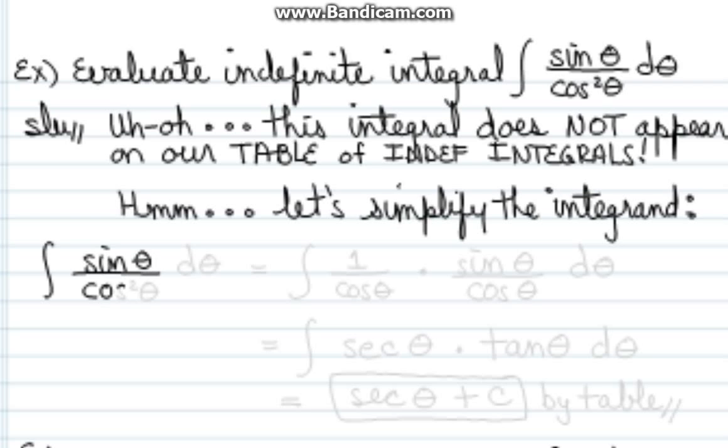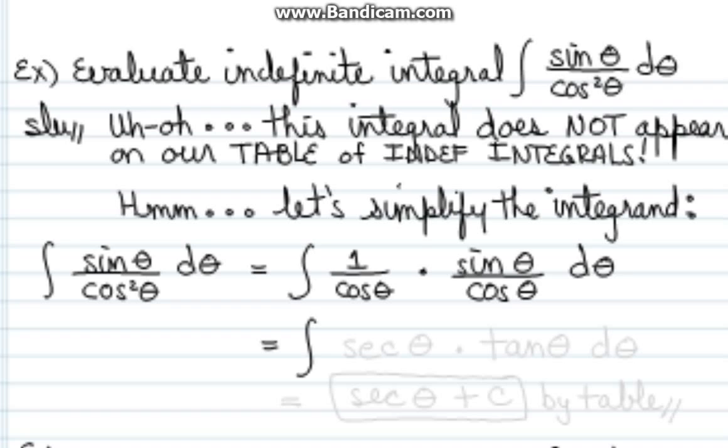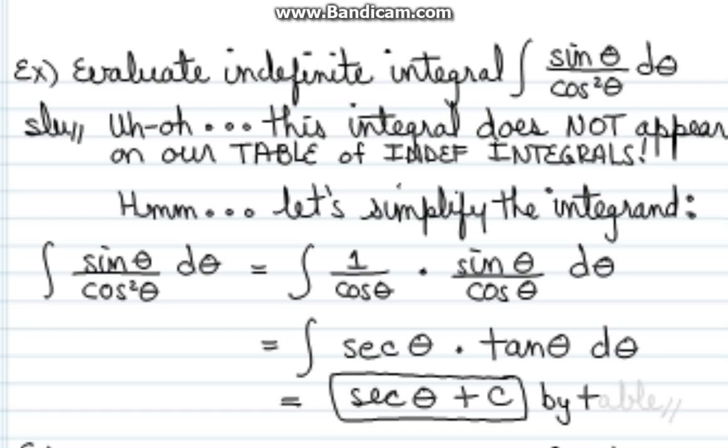The integral of sine theta over cosine squared theta d theta can be broken down to the product of two fractions, 1 over cosine theta times sine theta over cosine theta d theta. And then we can use a trig identity to write 1 over cosine theta as secant theta and sine over cosine as tan theta. Now we know that the integral of secant theta times tan theta together appear on the table.